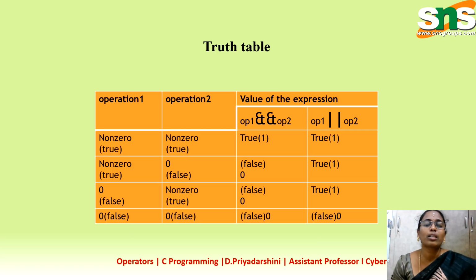The next is the truth table for the logical operators. If the left hand side is a non-zero value or 0 and the right hand side is 0, the AND results in 0. If it is the OR operator and either side is 1, it returns 1. In the NOT operator, if the operand is 0, it returns 1. If it is 1, it returns 0.